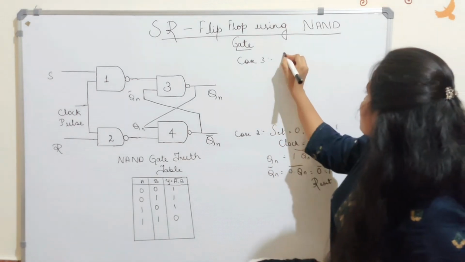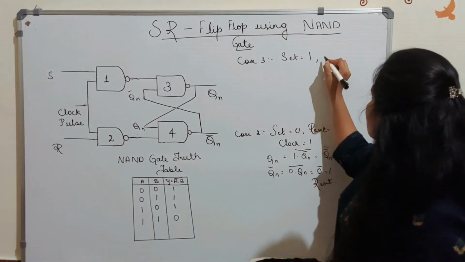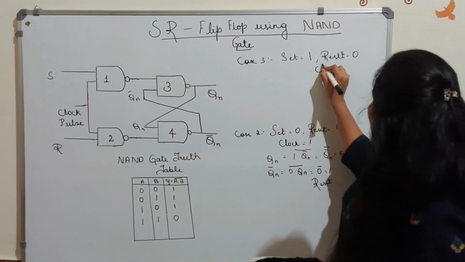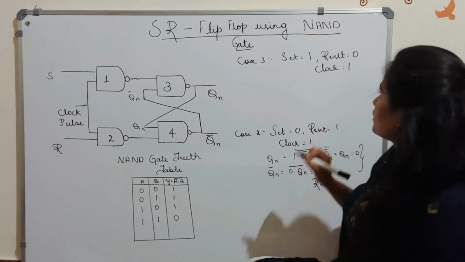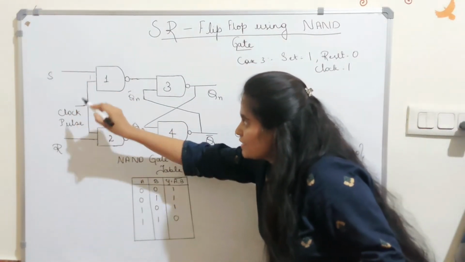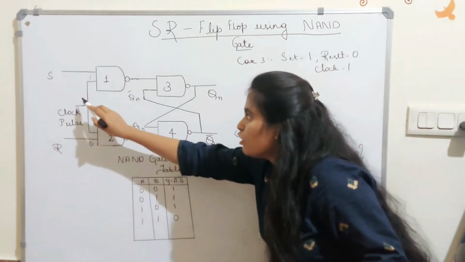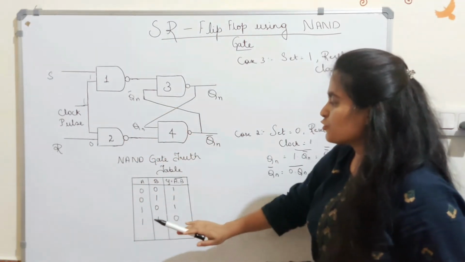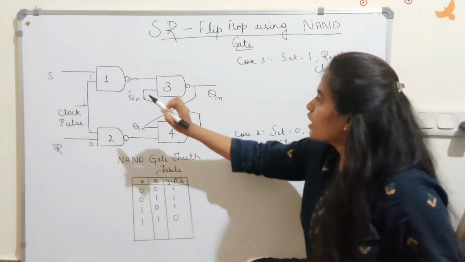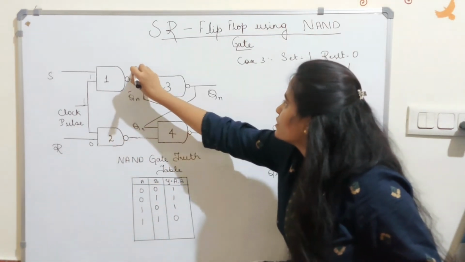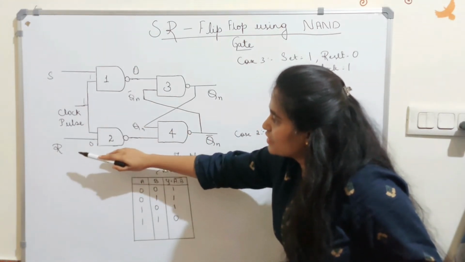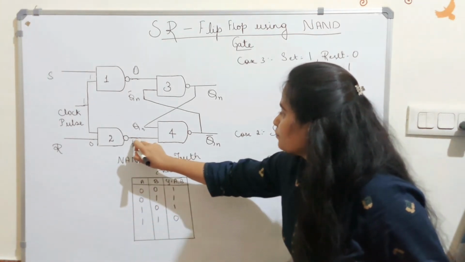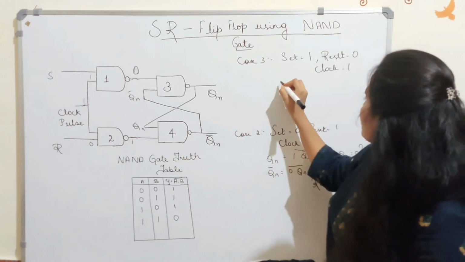Case 3. Set is equal to 1, reset is equal to 0 and the clock is equal to 1. That is, S is 1, R is 0 and the clock pulse is high. Now, considering the NAND gate's truth table, 1 and 1 as input, the output is 0. In the second NAND gate, 1 as an input, 0 as an input, the output is 1. Now let's move on to the latch.